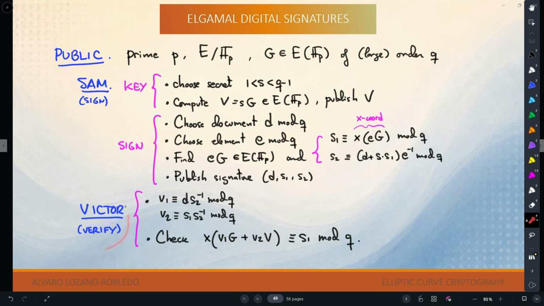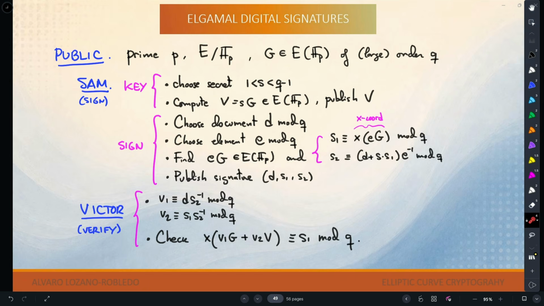And it turns out that Victor now receives this document and wants to verify that it's you, so he computes 2 quantities, V1 and V2, and then the point V1G plus V2V, computes the x coordinate, and if that matches your S1 in your signature, then that was you.